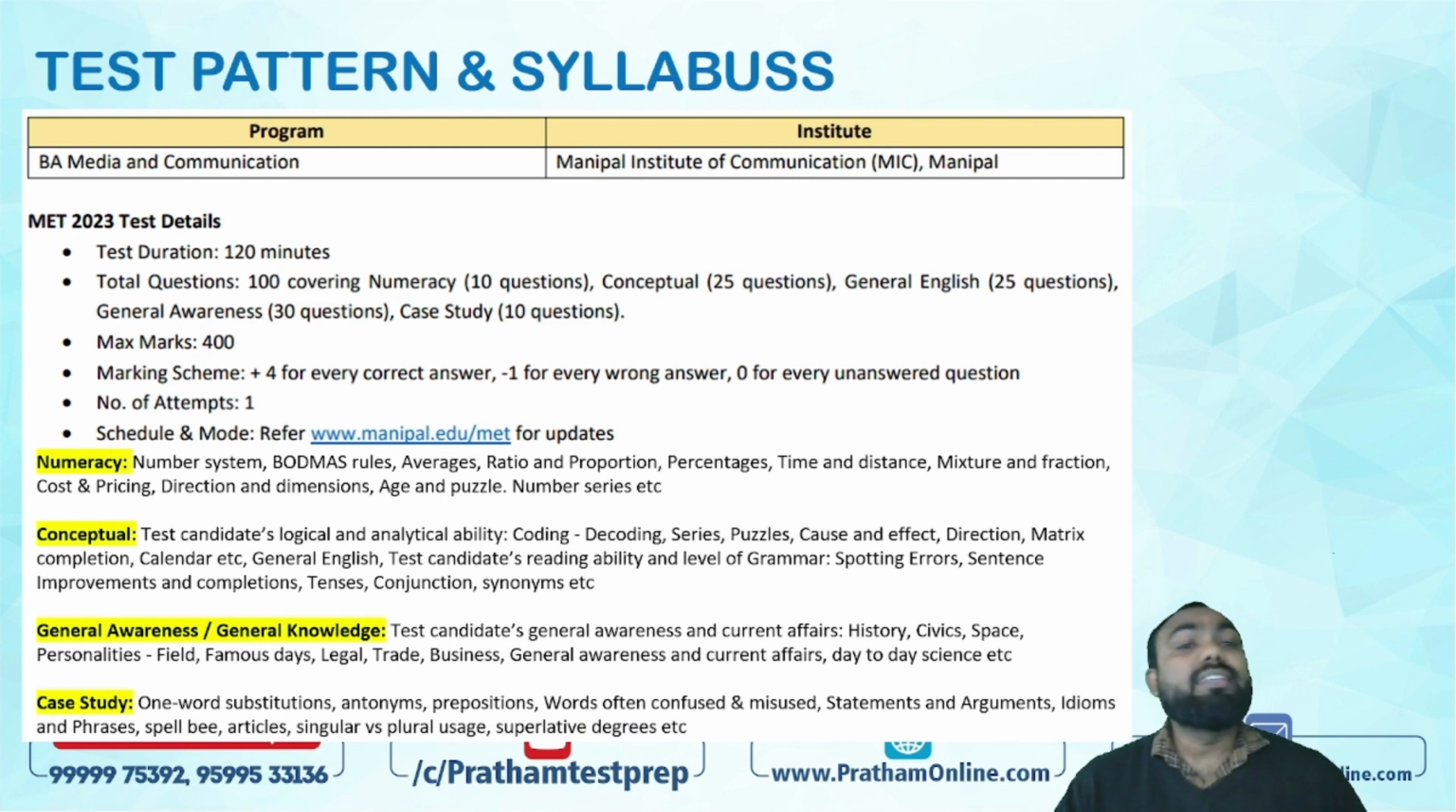Now we can see the departmental test available for BA Media and Communication for Manipal campus. The test duration for this course is again 120 minutes for 100 questions, +4 for each correct answer, -1 for the incorrect answer, and 0 for an unanswered question. The syllabus is given here. You can take a screenshot.